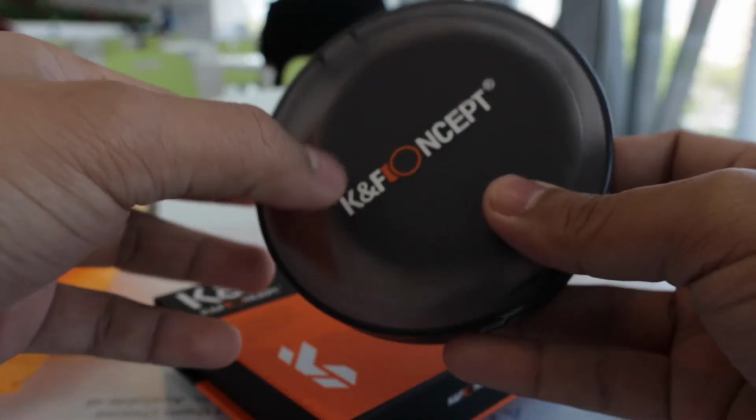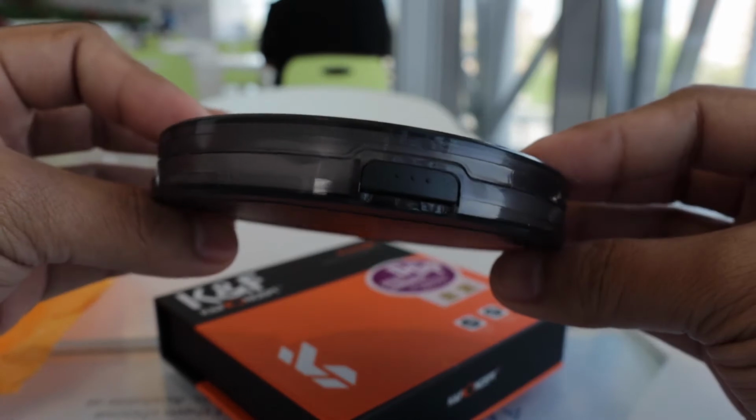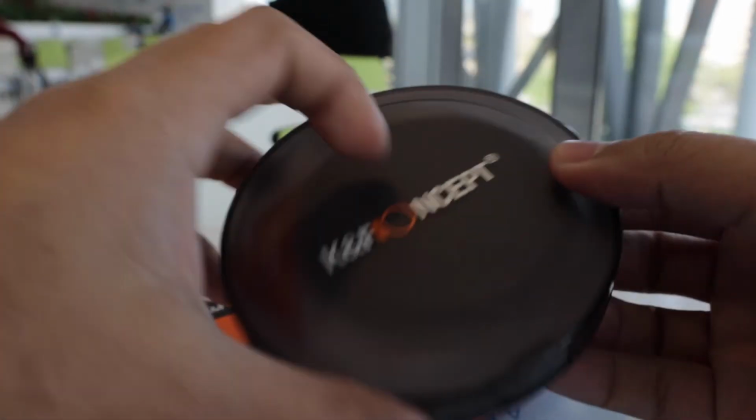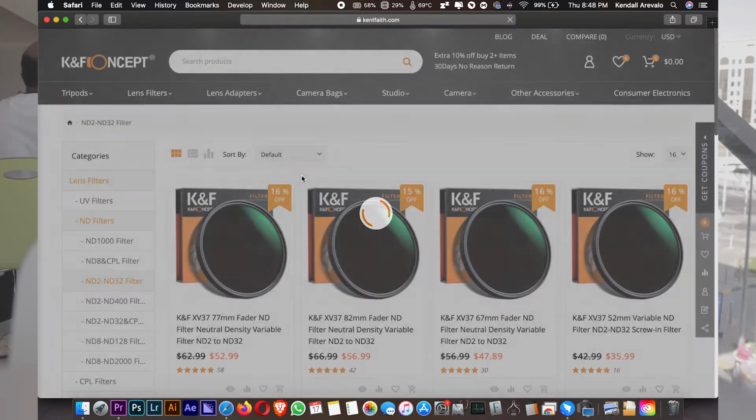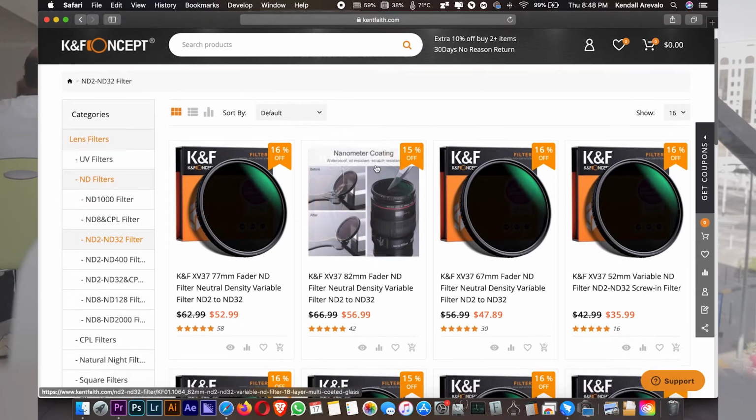Why did I choose the K&F Concept filter over other brands? First, the reason is cost. It's cheaper than other brands. I got this filter for around $47, and it can also deliver excellent output in your video.